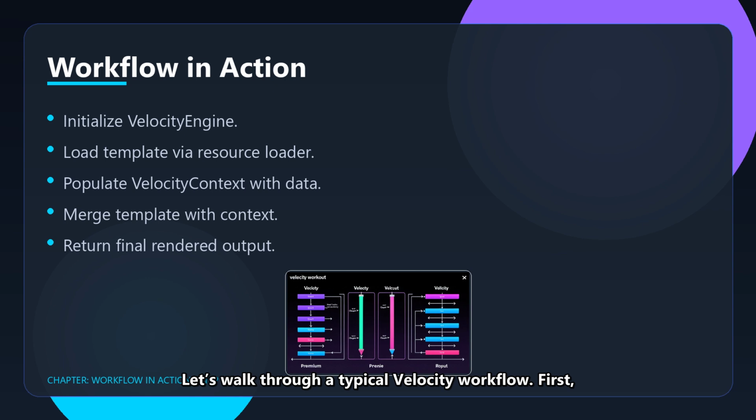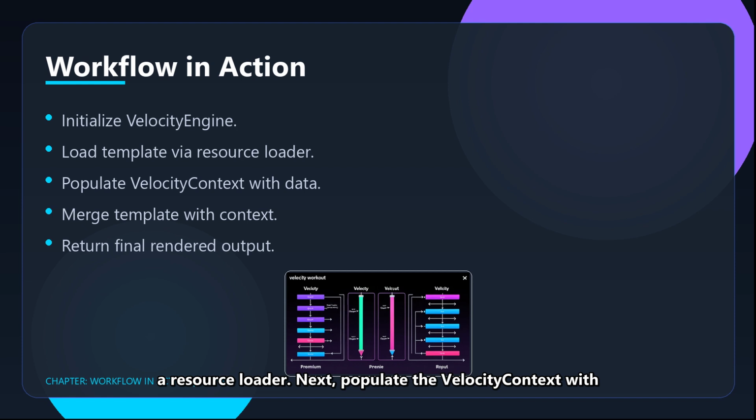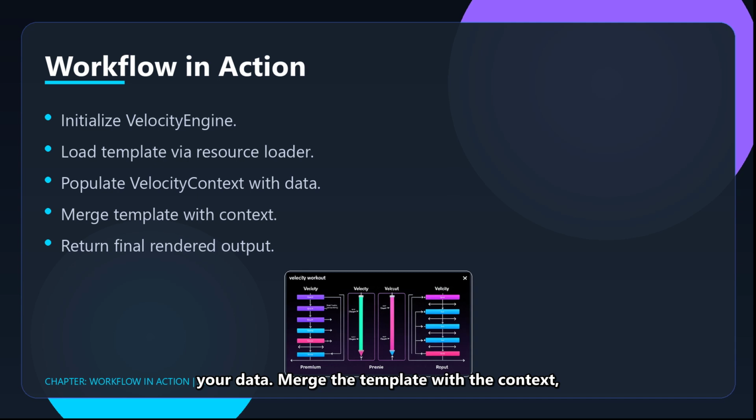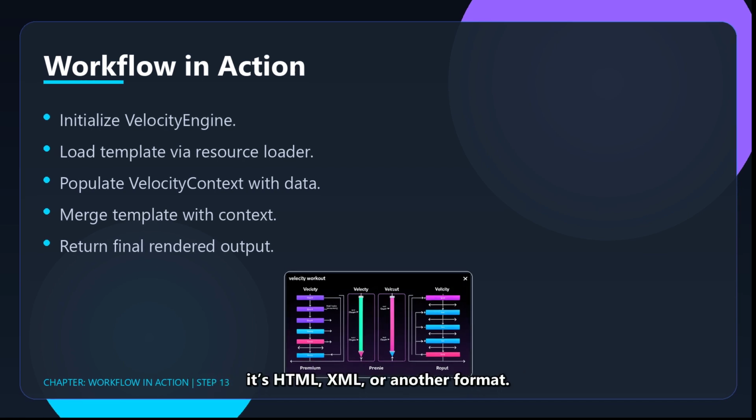Let's walk through a typical Velocity workflow. First, initialize the Velocity engine. Then, load a template using a resource loader. Next, populate the Velocity context with your data. Merge the template with the context, and finally, return the rendered output, whether it's HTML, XML, or another format.